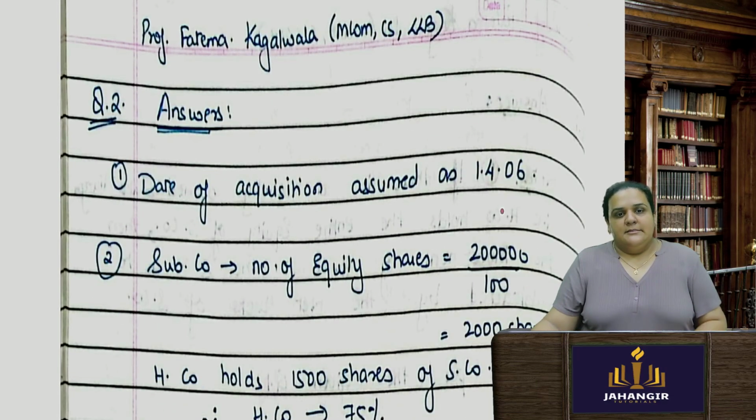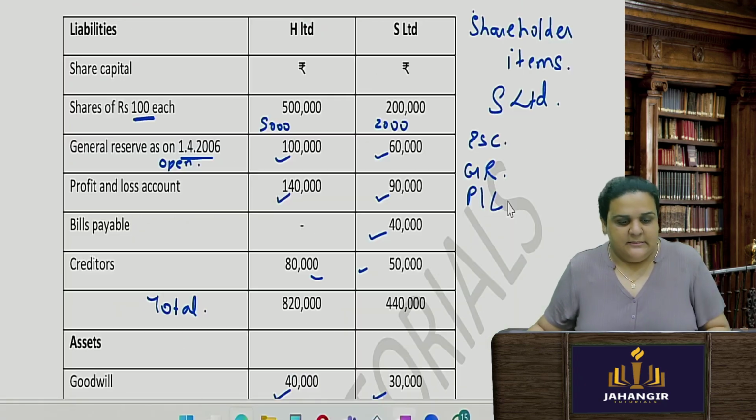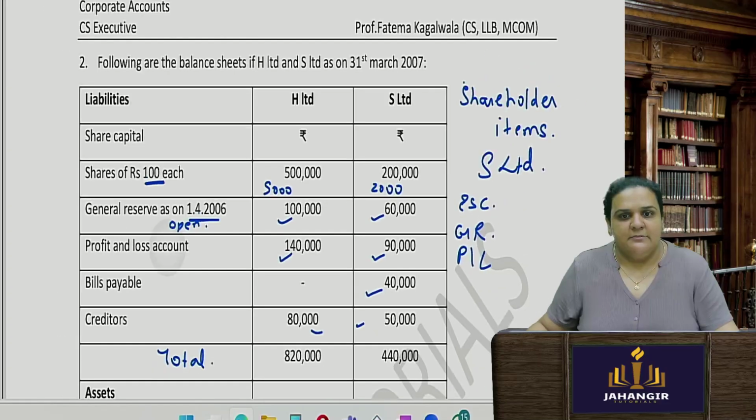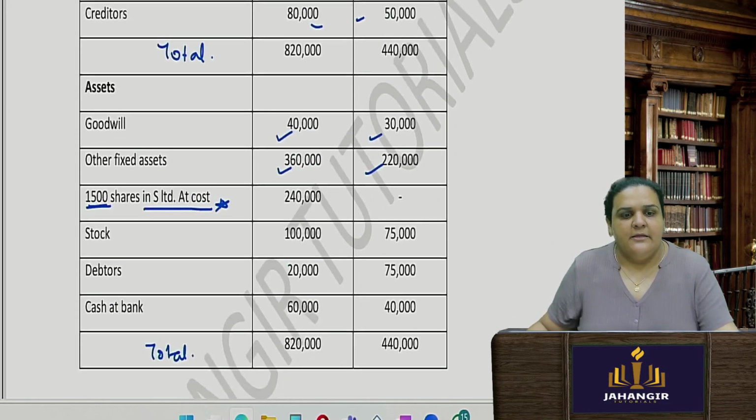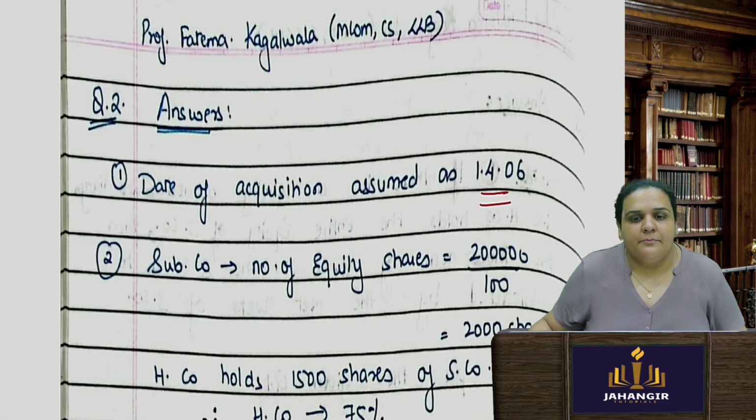Come on. Answers. Date of acquisition is not given. So I am assuming it to be on the 1st of April 2006. Because the date of the balance sheet is given as 31st March 2007, and here details are also given of 1st April 2006. So I will assume date of acquisition as 1st April 2006.